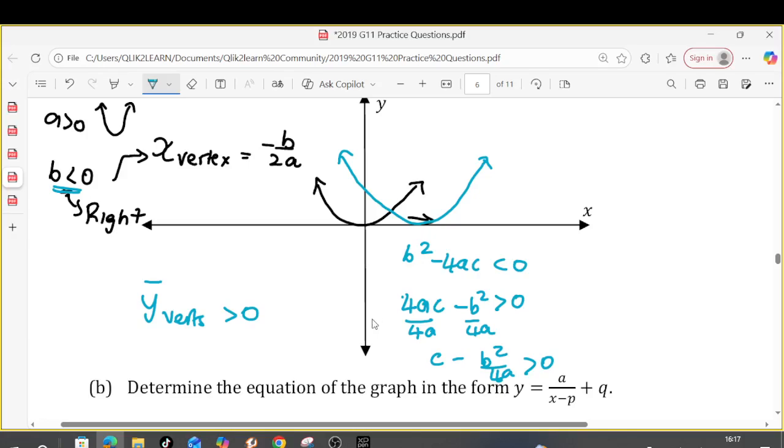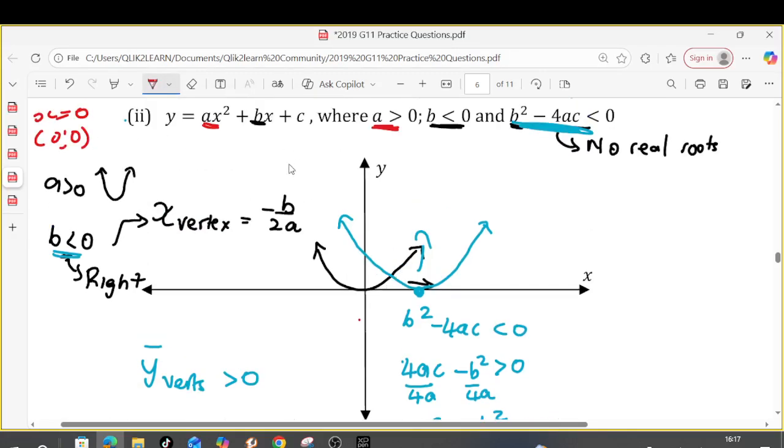This means that the graph is above the x-axis. It must not touch the x-axis, but we need to move it up. So the graph that they want, we should draw it like this. Yo guys, this is too much information. This is your graph. The red part is the answer.